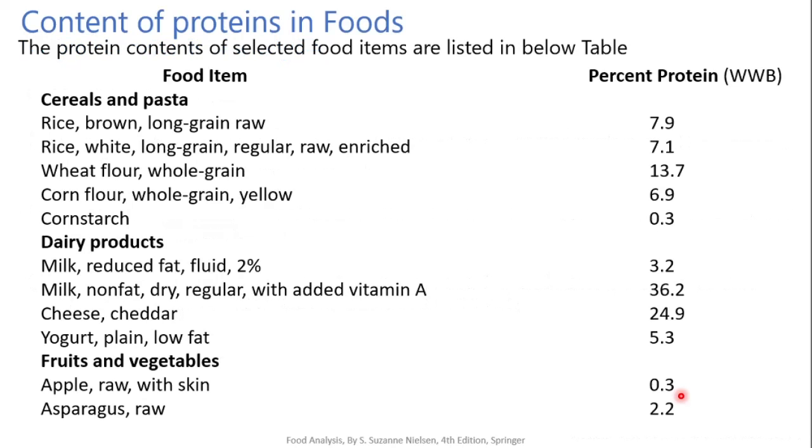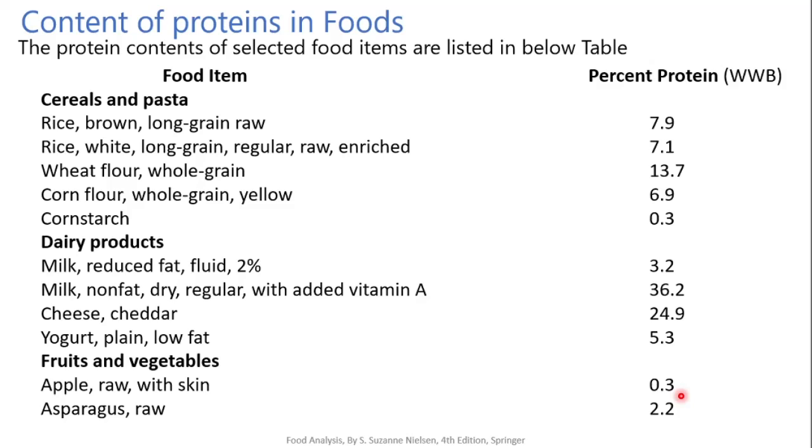Then next, what are the contents of the proteins in the food? If you consider various categories of food items, first cereals and pasta, the wheat flour and whole grain consist of the highest percentage of protein, while the cornstarch has the lowest percentage. If you consider the dairy products, the milk, non-fat, dry, has the highest percentage of proteins, while milk with reduced fat or fluid 2% has the lowest percentage.